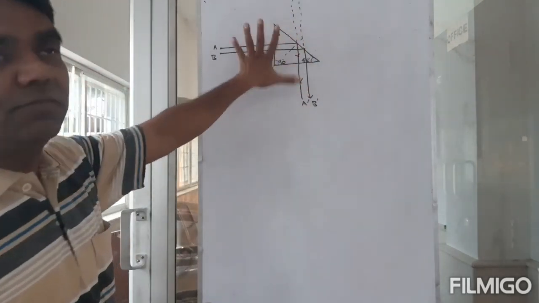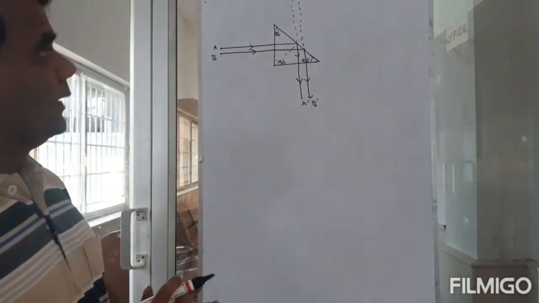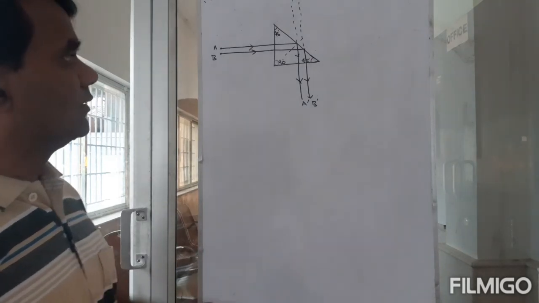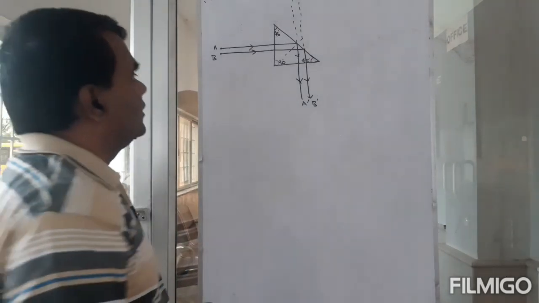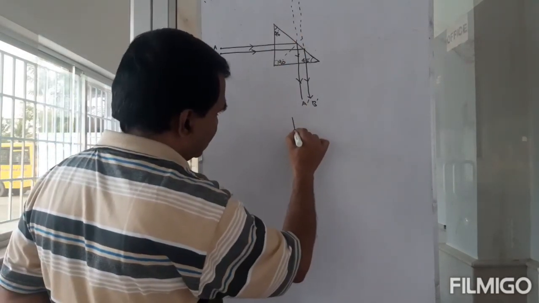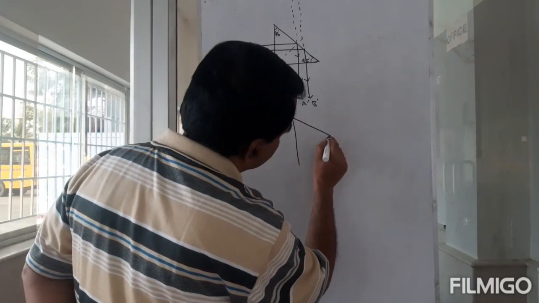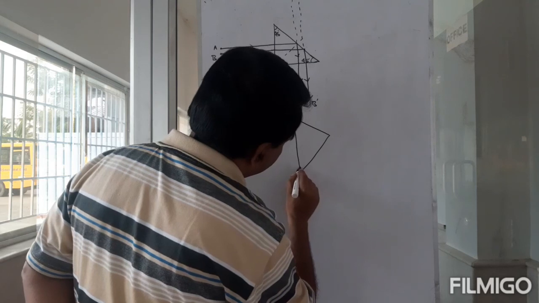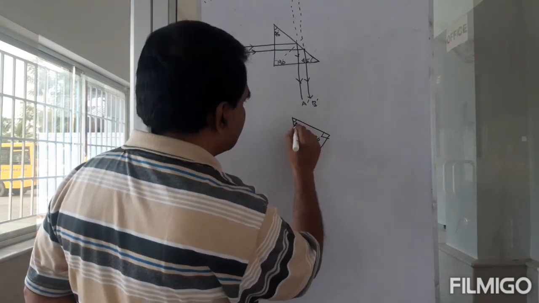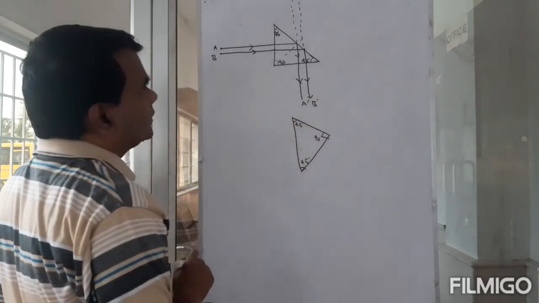This is how it will look, as you see from here. So how can I use this to invert the image? It's very easy. I'm going to take the same prism, but I'm going to have it like this. So this is 90 degrees now, this is 45 degrees, and this is 45 degrees.